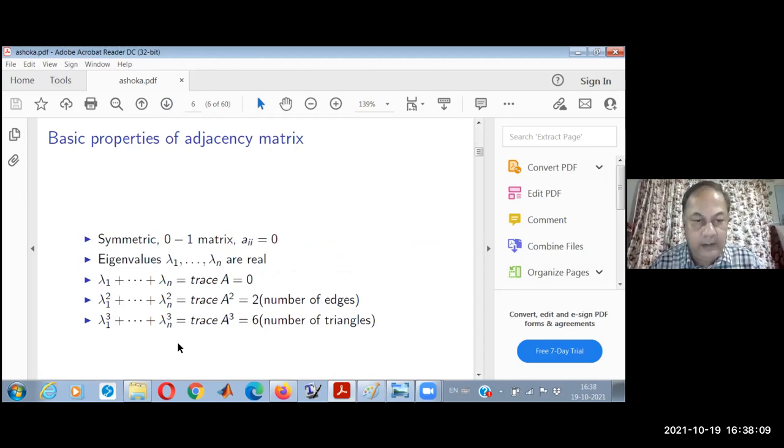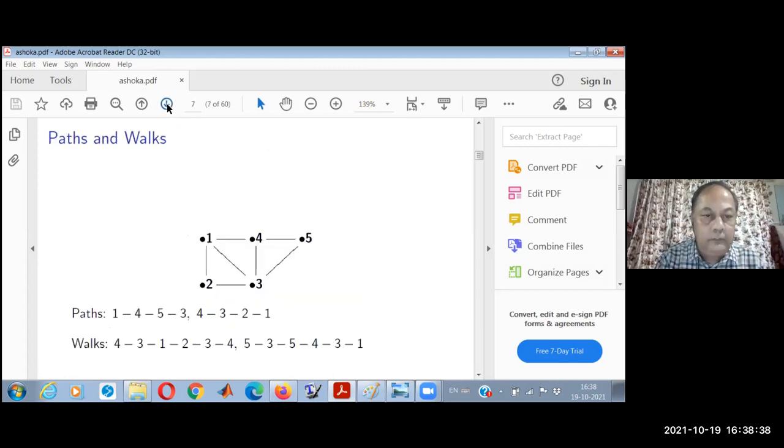And this is very easy to see that if you take the sum of squares of the eigenvalues, it is the trace of A squared, and it is 2 times the number of edges, because each one will contribute to the sum of squares and so on. And the sum of cubes, in a moment I will justify this, it is 6 times the number of triangles. Triangle just means a complete graph with 3 vertices. After this it gets complicated, 4th power and so on.